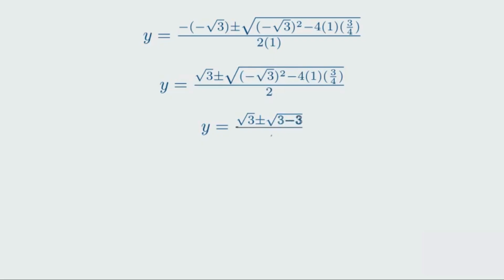Inside the square root, 3 minus 3 is 0. The square root of 0 is 0. So the entire term with the plus or minus sign vanishes. We are left with y equals square root of 3 divided by 2. We found a single solution for y. Since y was our placeholder for sine of 2x, this means that sine of 2x must be equal to the square root of 3 over 2.